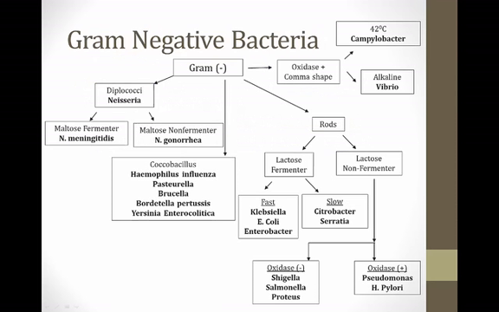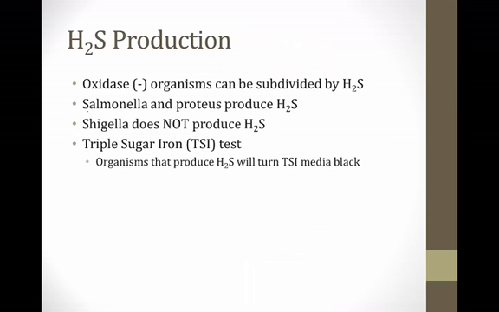And then back to our algorithm one more time. The final test I'm going to mention is something used for oxidase-negative gram-negative rods. So you can differentiate this group further by using hydrogen sulfide testing. It's not shown in this slide, but it can be done to separate Shigella from Salmonella and Proteus. So the key point to remember here is that Salmonella and Proteus produce hydrogen sulfide, whereas Shigella does not.